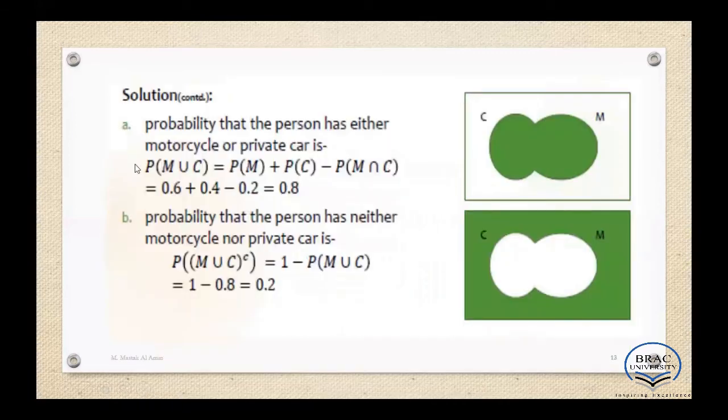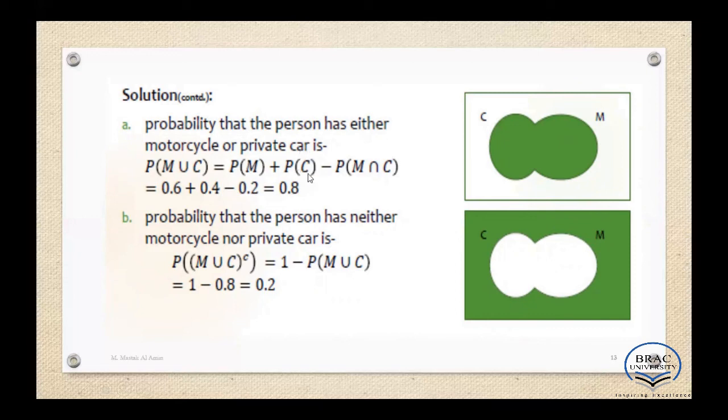Now for the first one, we have to find the probability that the person has either a motorcycle or a private car or both, right? So this part we have to find. This is the formula, we already know it from our previous slide. We just put in the values and we get the probability value as 0.8. That means there is an 80% chance that the person has either a motorcycle or a private car.